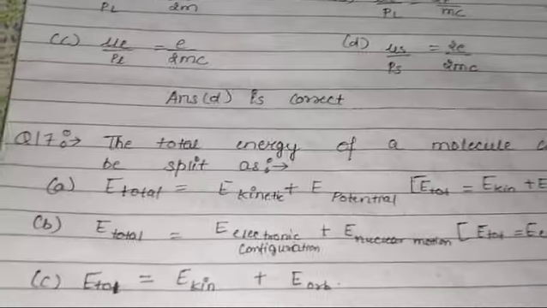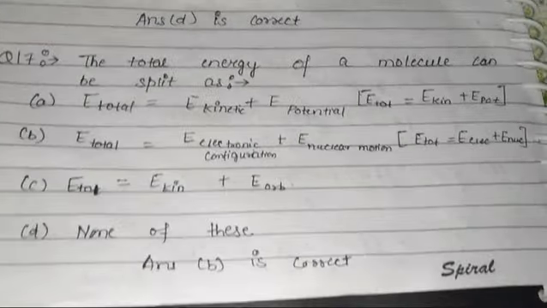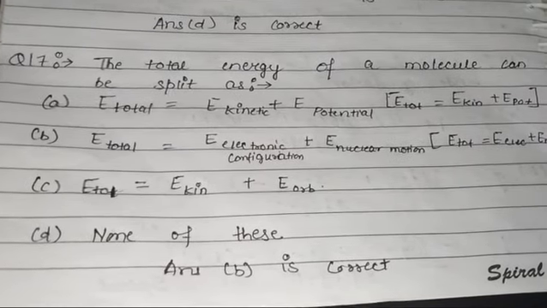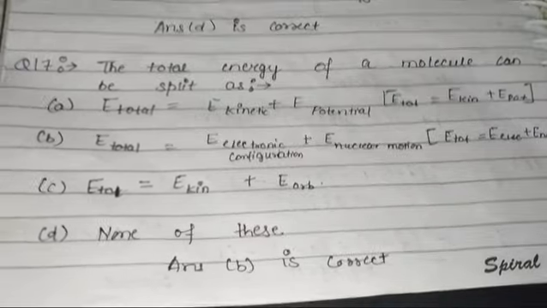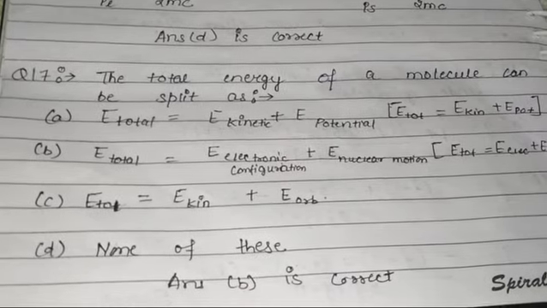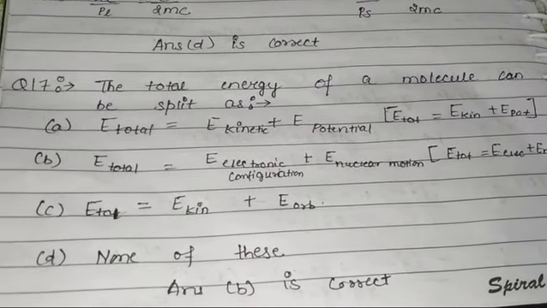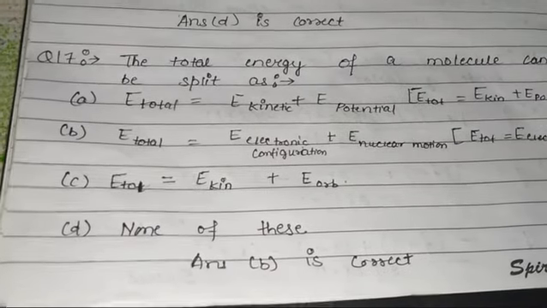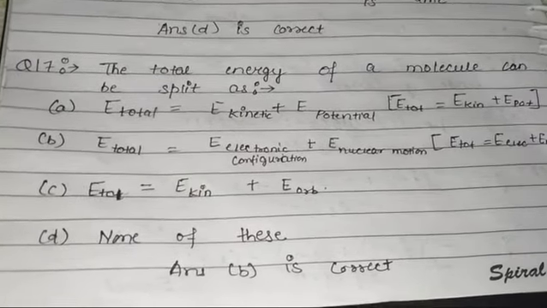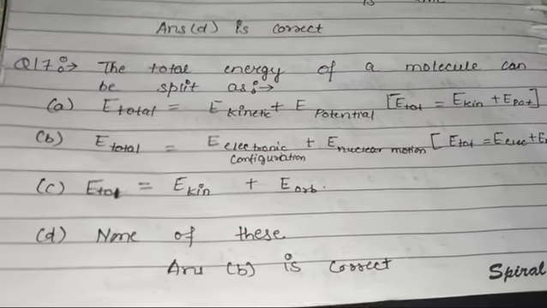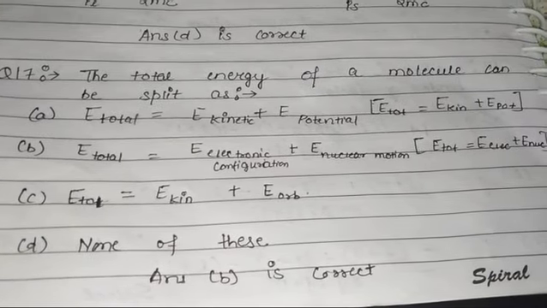Okay friends. Next question is, the total energy of a molecule can be split as: A, E total is equal to E kinetic plus E potential. B, E total is equal to energy due to electronic configuration plus energy due to nuclear motion. C, E total is equal to kinetic energy and orbital motion energy. D, none of these. So here answer B is the correct answer. The total energy of a molecule can be split as energy due to electronic configuration plus energy due to nuclear motion.